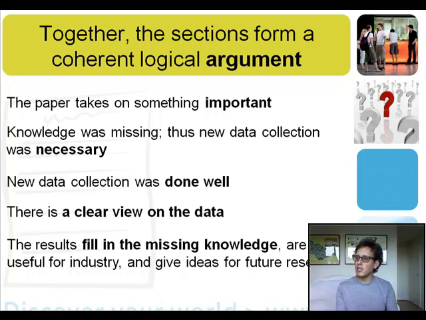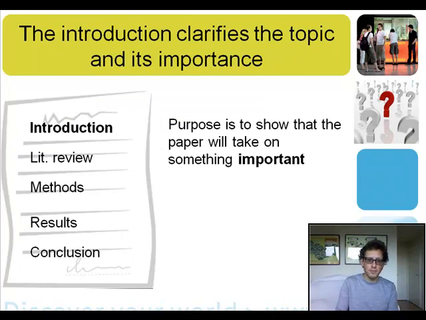There's a clear view on the data. The data obviously say something on this topic. And when you look at the data the right way, they fill in the missing knowledge, the knowledge that was missing from previous research on the topic. The findings are useful for the industry, and the findings give ideas for future research on this topic. So let's go through it step by step.